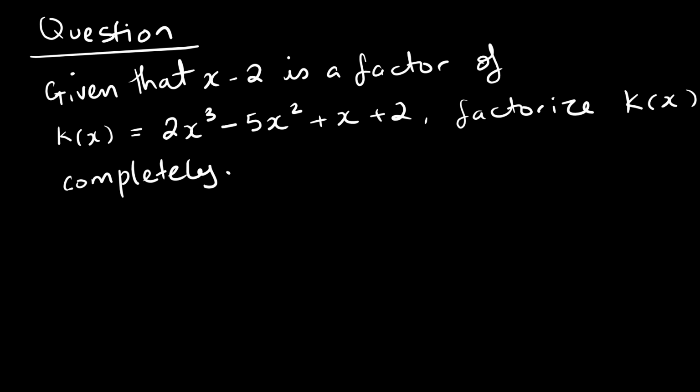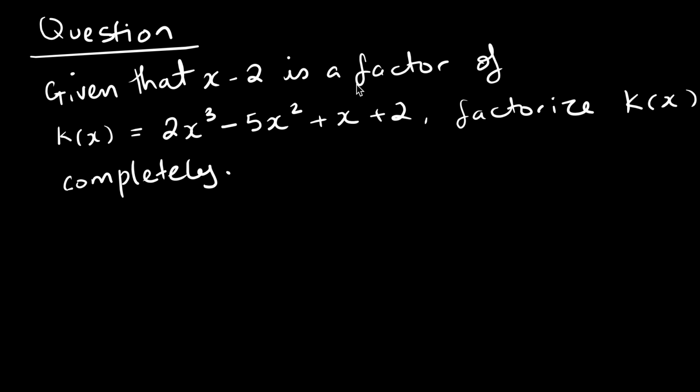It says, given that x minus 2 is a factor of k of x, which is equal to 2x cubed minus 5x squared plus x plus 2, factorize k of x completely. Now, it's a polynomial division question. We can actually work this if we have an understanding of remainder theorem. But again, we're leading into remainder theorem.